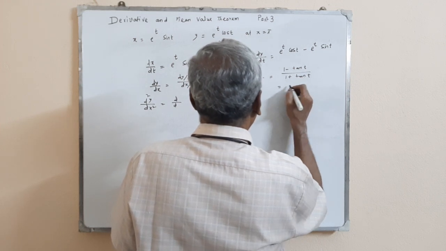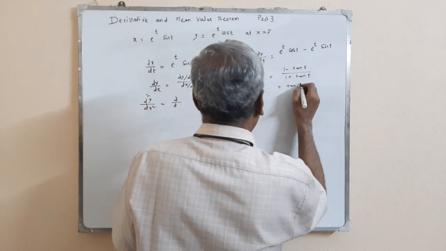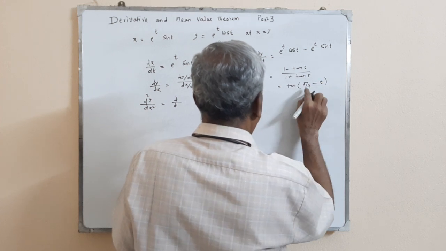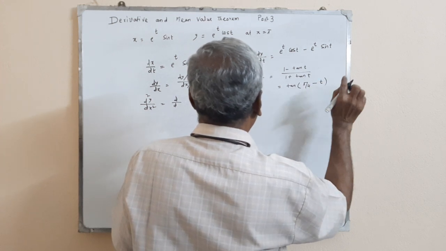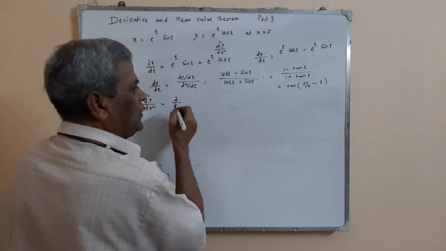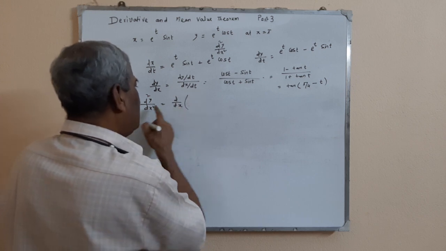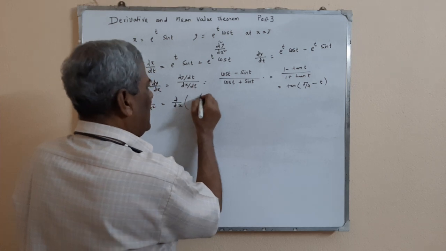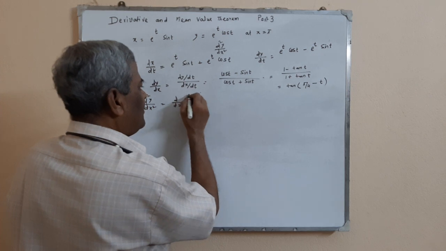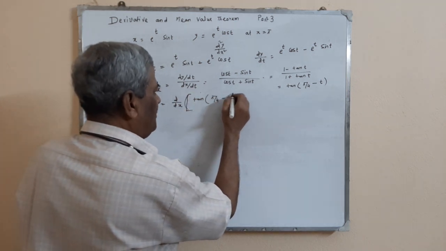It is equal to tan of pi by 4 minus t. Yes. So d2y dx2 is equal to d dx of dy dx, that is tan of pi by 4 minus t.